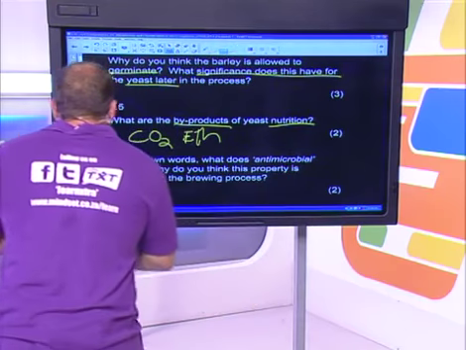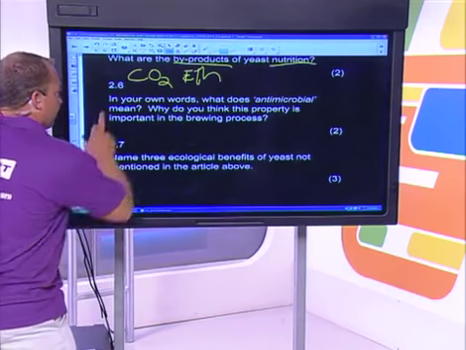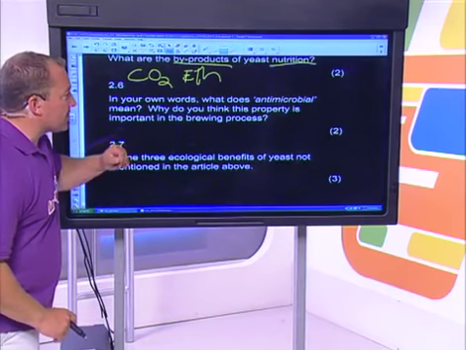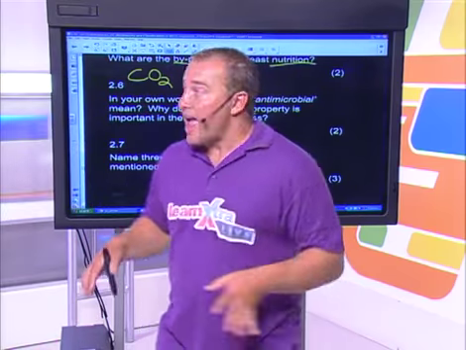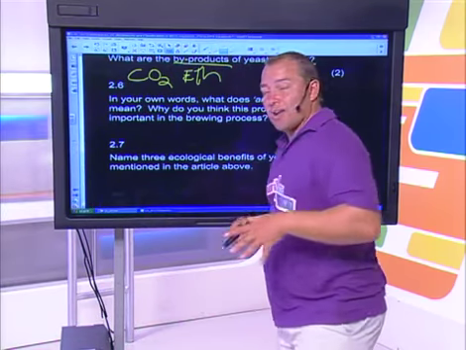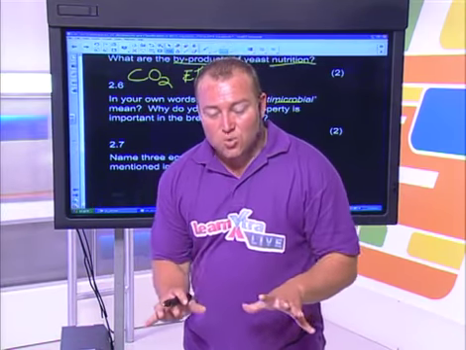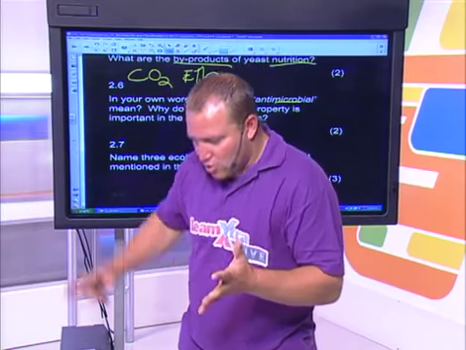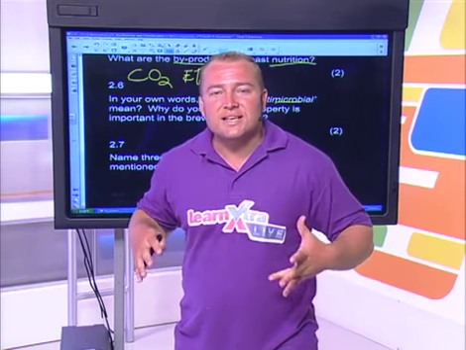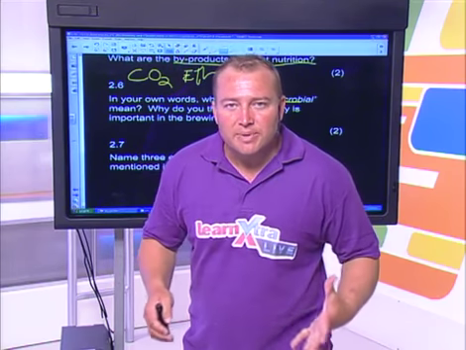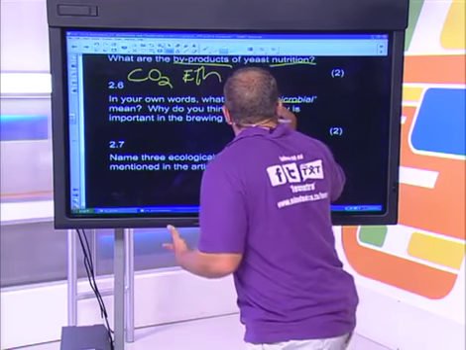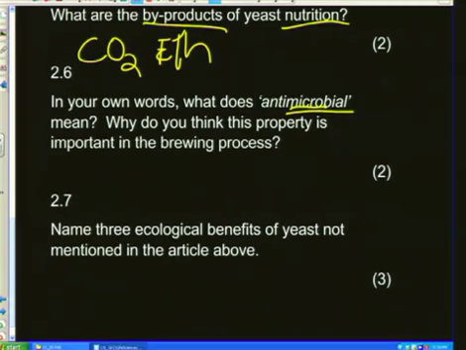Right. And then, in your own words, what does antimicrobial mean? It's very simple. Anti means it doesn't allow it, and micro. What they want to do is they actually want to stop bacteria, viruses, all these things from entering there. Because if it enters there, it can destroy the beer. Okay, so that's what that word means. Get rid of, stop it from happening.